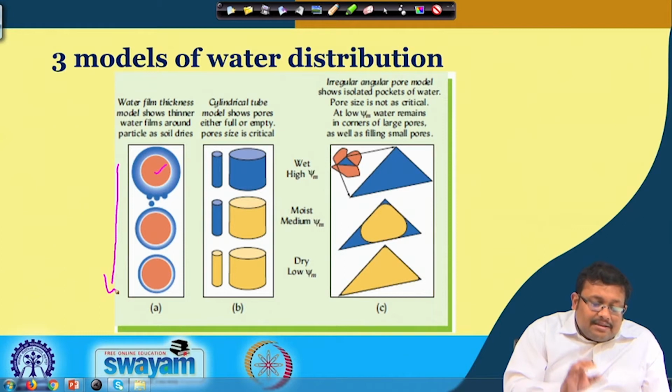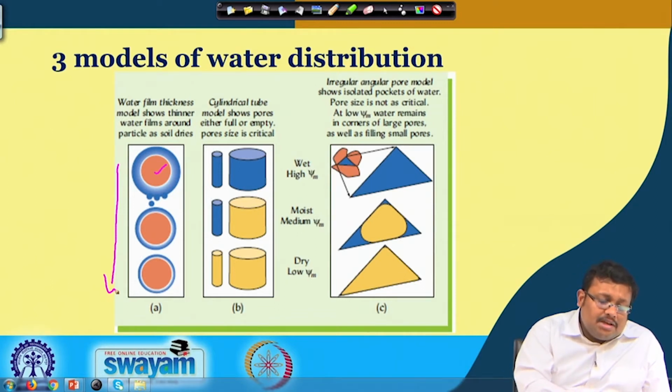Obviously, as the thickness of the water film around the particles goes down, their energy or potential energy is also decreasing. So, at the top, when the thickness of the water is quite high, obviously that will be in a higher energy state, and at the bottom, when the water is drying out and the thickness is going down, that will be in a lower energy state. So, obviously the water will move from the higher energy state to the lower energy state.